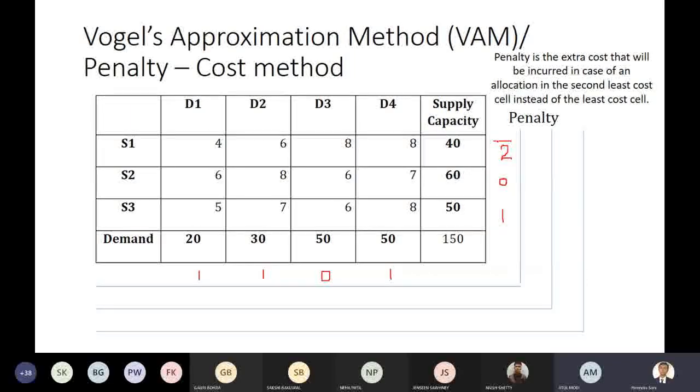Which is my highest penalty? Row S1, correct? So we will consider this row and we will make the maximum allocation possible in the least cost cell.